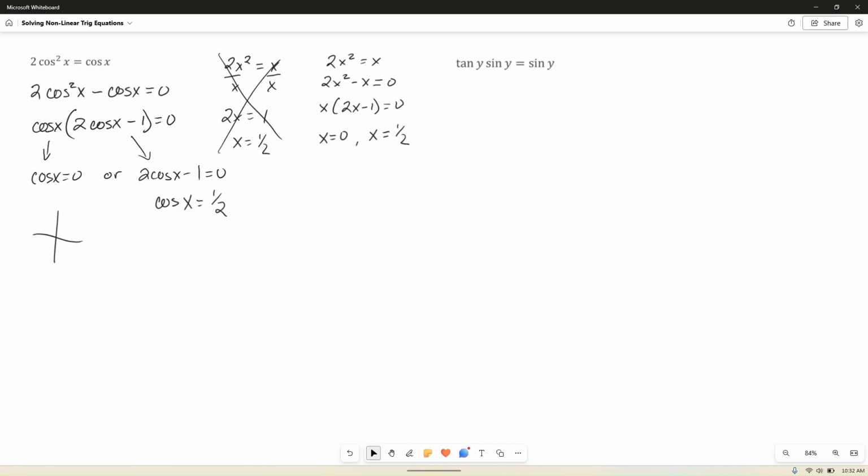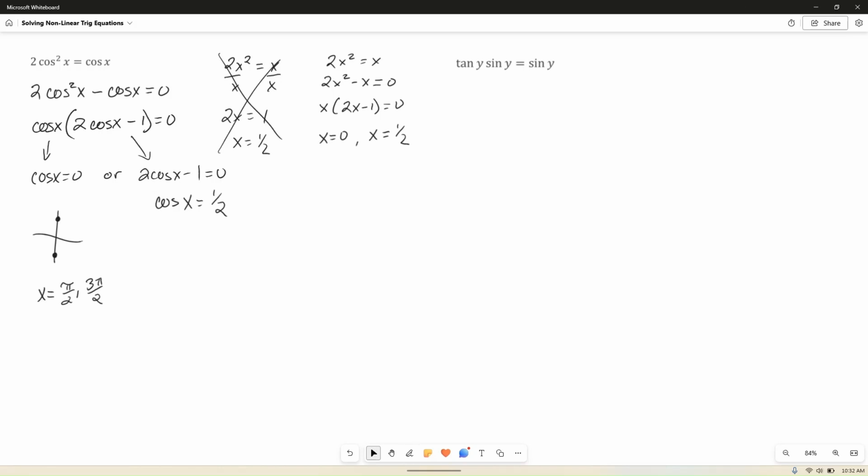When cosine is equal to 0, remember on the unit circle, cosine represents the x-coordinate. So we want the points on the unit circle where the x-coordinate is 0, and that means those points are going to be on the y-axis. So that means we're going to have x is equal to pi over 2, or 3 pi over 2.